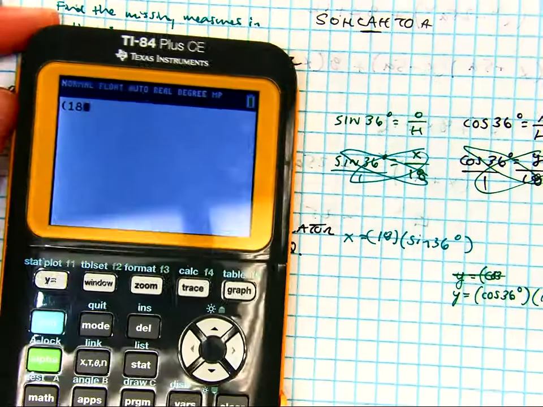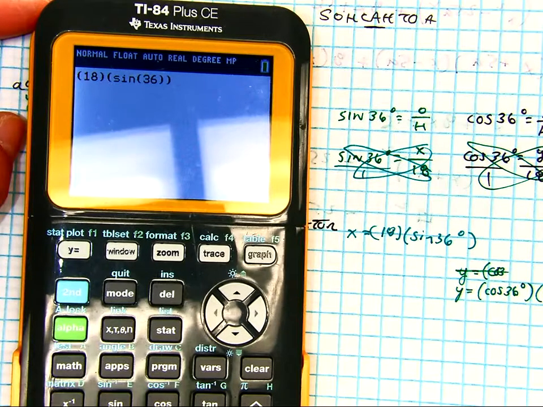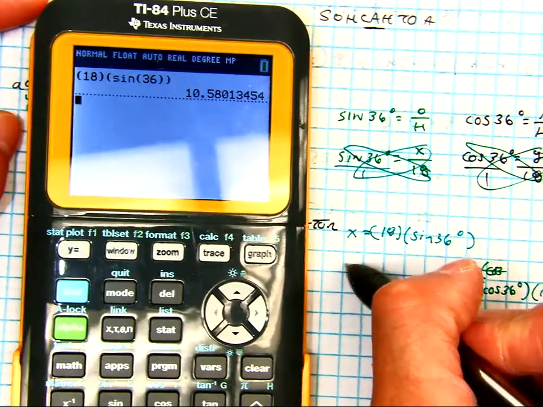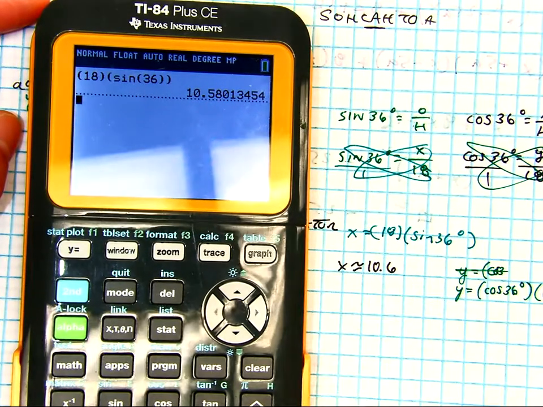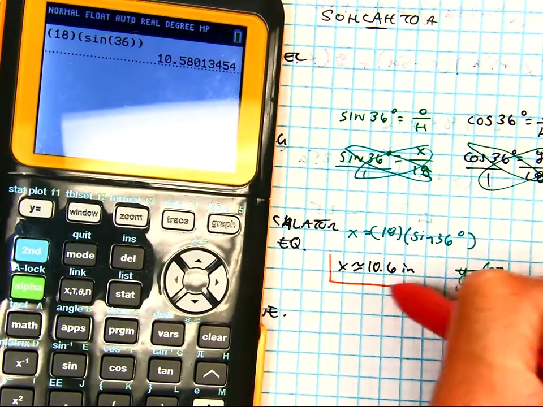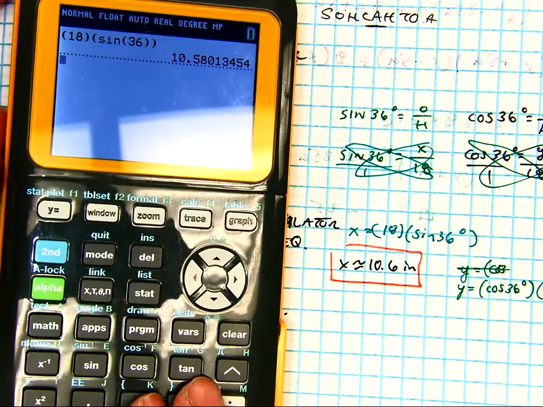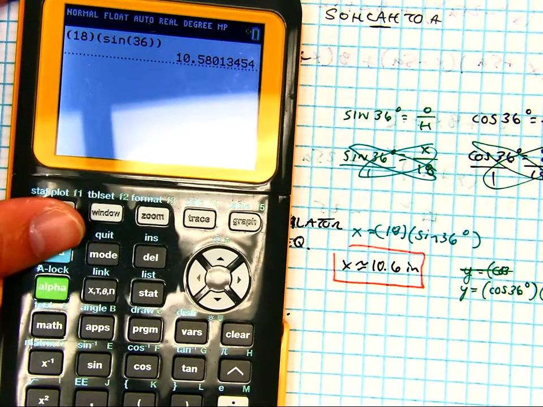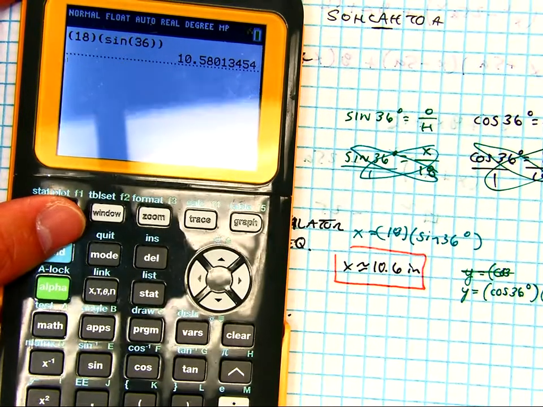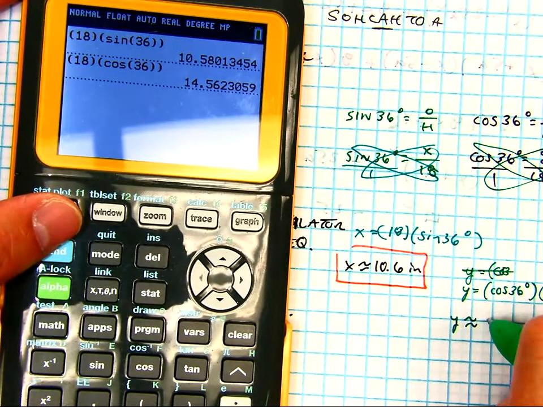18. Yes, we've been learning how to use an extra set of parentheses. Sine 36 gives me approximately 10.6 for x. The IN is inches, so now I can put my units back in. You could have used cosine of 36 times 18, and you get approximately 14.6 inches.